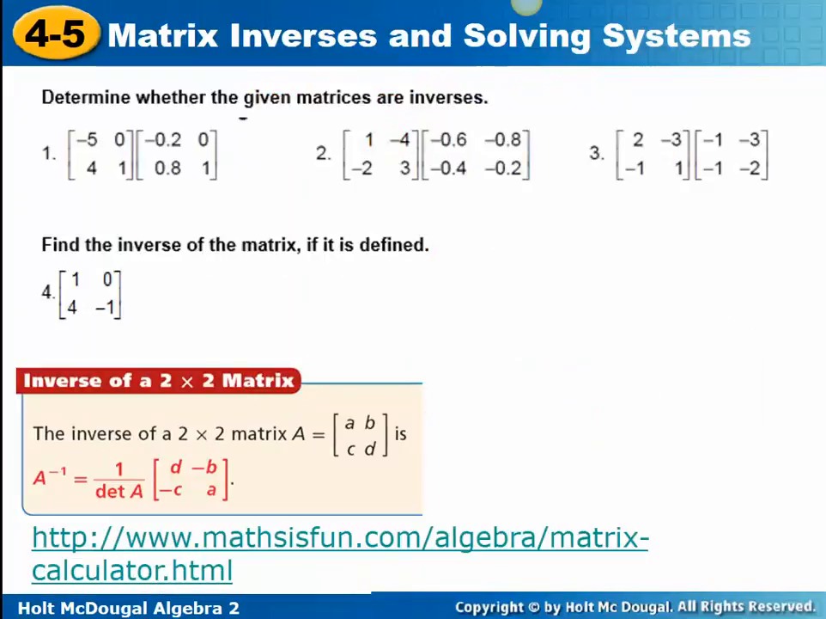All right, let's determine whether the given matrices are inverses. So that's the one where you have to multiply both ways. We have to multiply A times B and see if we get the identity matrix, and then we have to multiply B times A and see if we get the identity matrix. Let's look at this one using the online mathisfun.com, this one here.